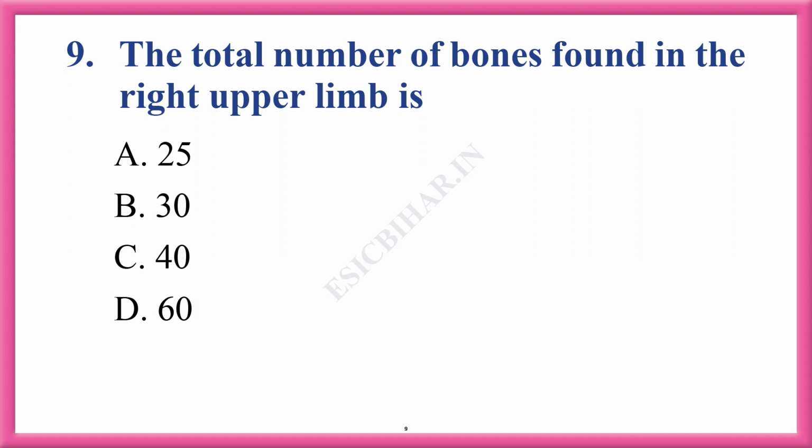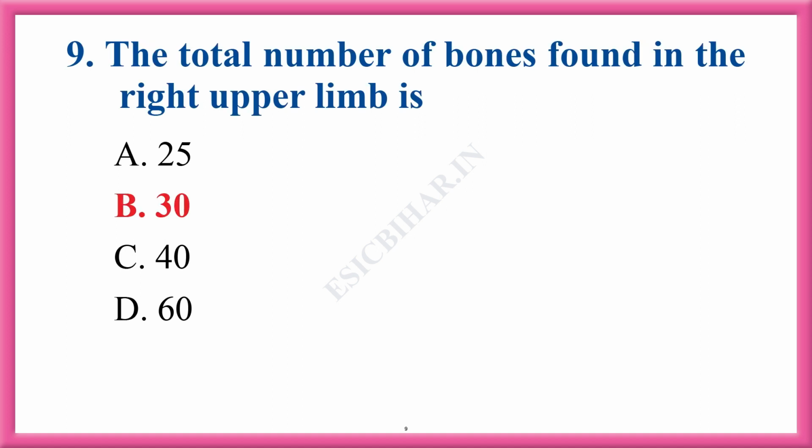Question 9. The total number of bones found in the right upper limb is A. 25, B. 30, C. 40, D. 60. And the answer is B. 30.